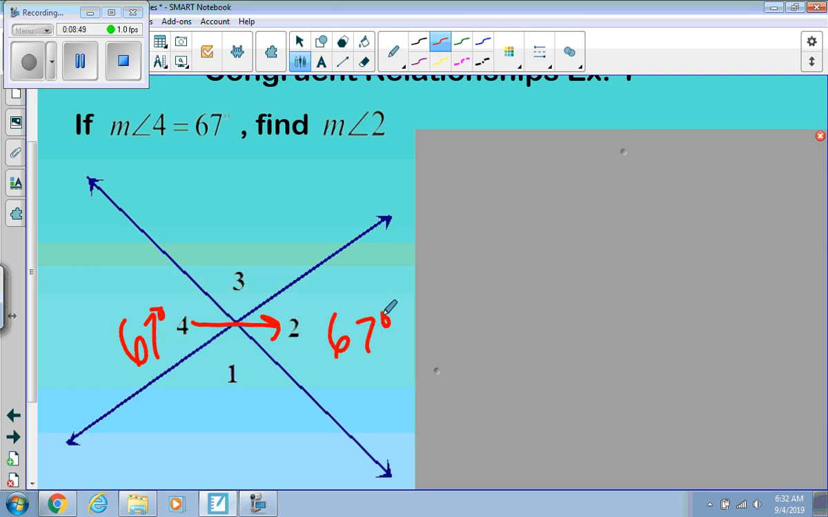Now I want to take this a step further. We know that 2 and 4 are vertical angles, but what about 2 and 3? Or 4 and 3? Those are going to be our linear pair. So if we subtract our 67 from 180, we'll find that angle 3 is 113. And then angle 3 is across from angle 1, so angle 1 is also 113. So by just knowing one angle on the vertical pair, we could find what all of them were.